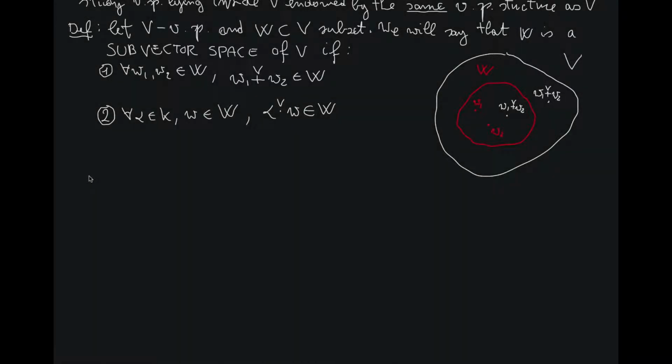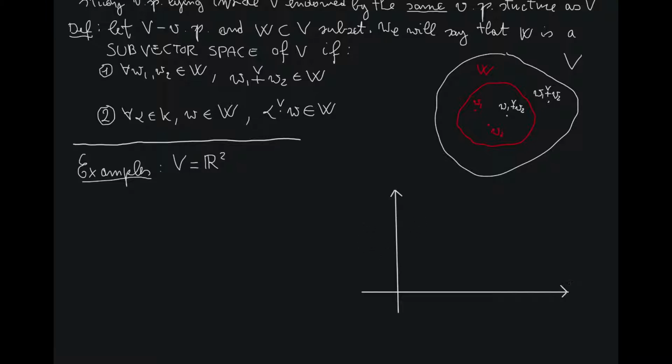Before considering examples of subvector spaces, let's see examples of subsets which are not subvector spaces, okay? So examples. Let's consider V to be R squared, R2. Therefore, we have that R2 is in correspondence with a plane with the coordinate system, two-dimensional coordinate system. Okay.